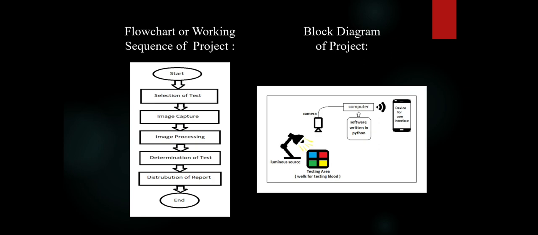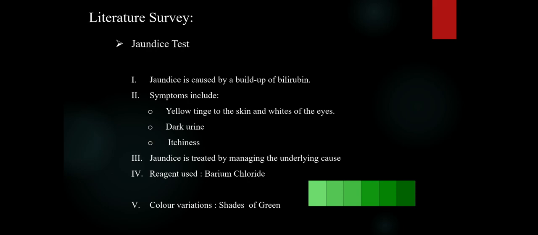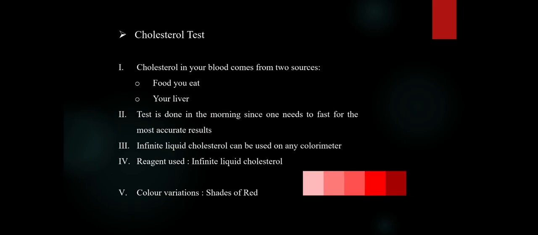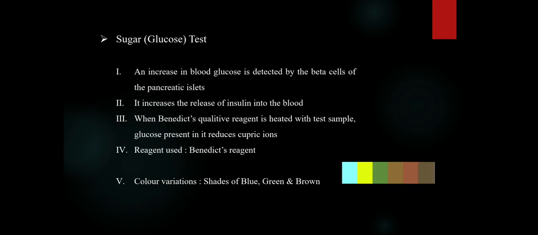In the block diagram, you can see a luminous source. We use the luminous source to avoid inconsistent lighting that may vary the test results in our project. Here is some of the survey we had done to see what kind of tests we can run through this model. For example, jaundice test, calcium test, cholesterol test, and sugar test.